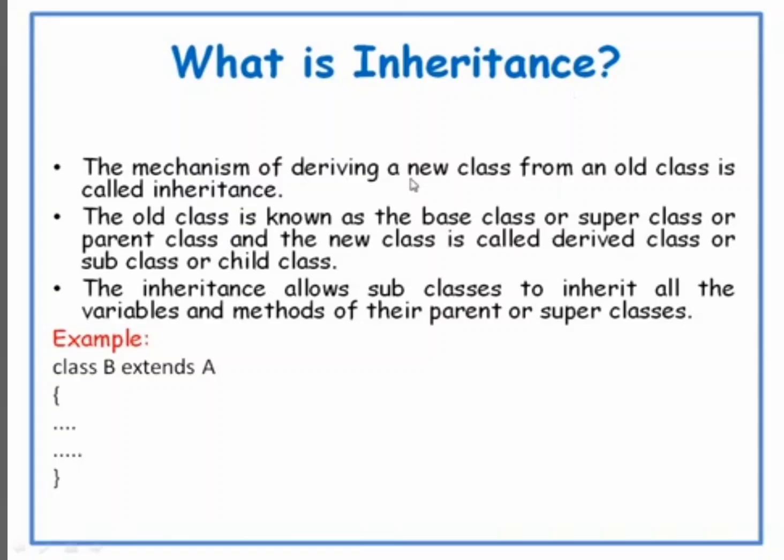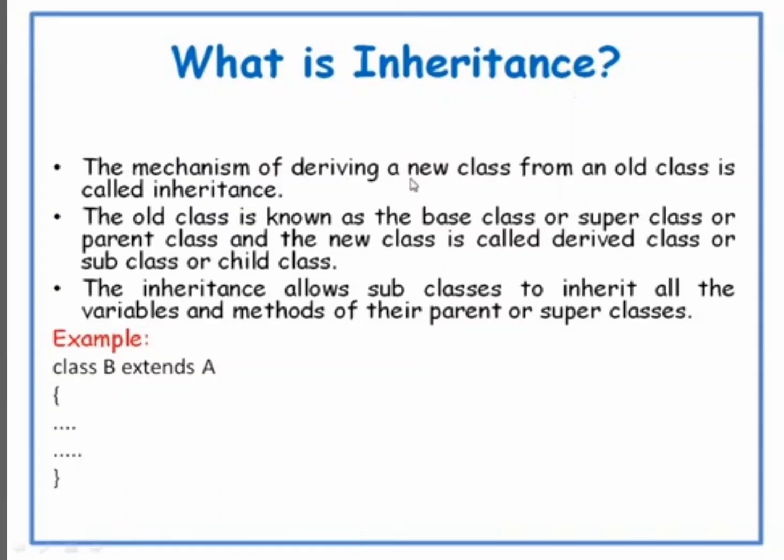Inheritance means the mechanism of deriving a new class from an old class. The old class is known as the base class, superclass or parent class, and the new class is called the derived class, subclass or child class. Inheritance allows subclasses to inherit all the variables and methods of the parent or superclass.